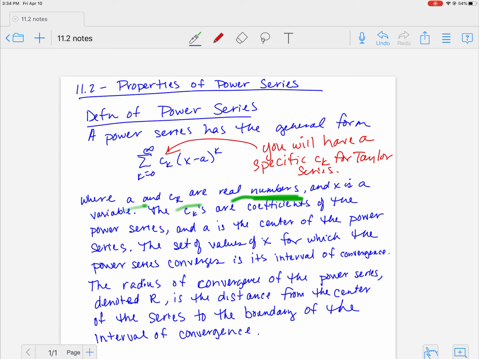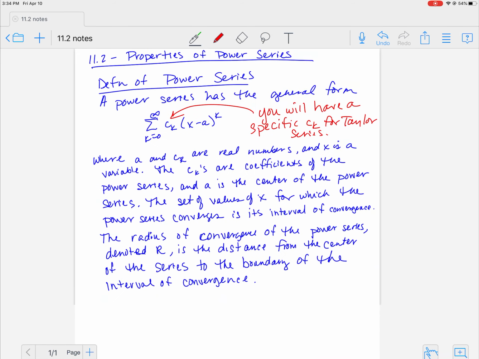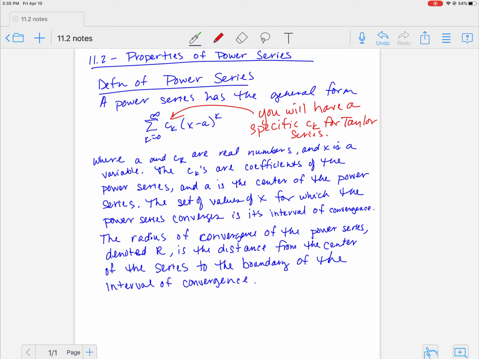Okay, a and c sub k are real numbers. So these are actual values. The only variable that I'm looking at here is going to be my x, right? Because the x is the variable. Okay, so we have coefficients and the center. Same thing that we had already talked about. Now, here's the kicker, and this is what we're going to focus on. The set of values for which the power series converges is its interval of convergence.